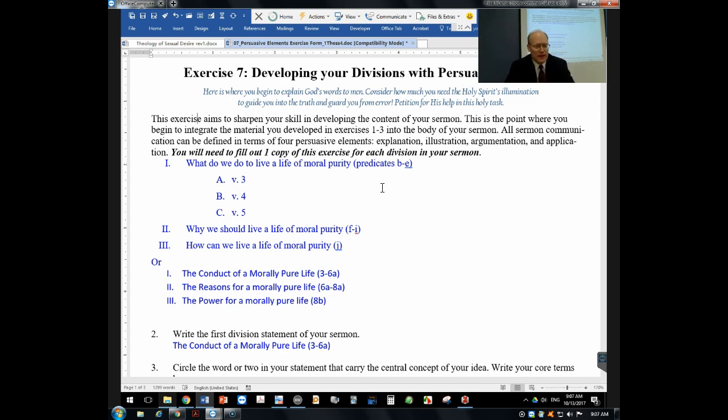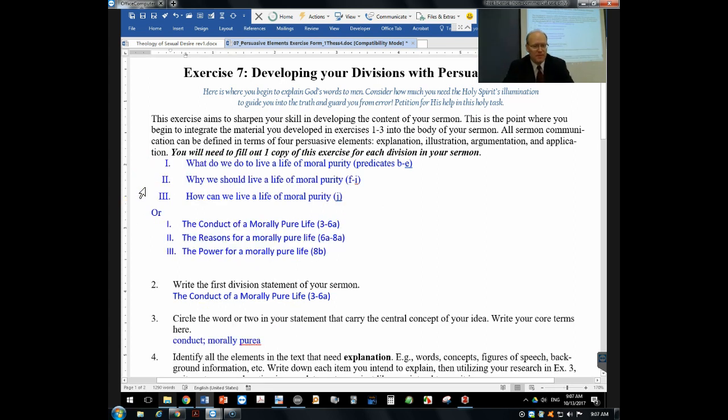So I have two different versions of my division statements here on the screen. In one iteration of this, I did, what do we do to live a life of moral purity? Why should we live a life of moral purity, and how can we live a life of moral purity? In another iteration, I had more traditional points: the conduct of a morally pure life, the reasons for a morally pure life, and the power for a morally pure life.